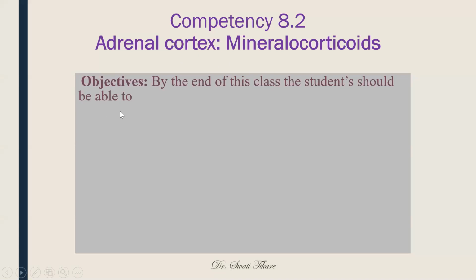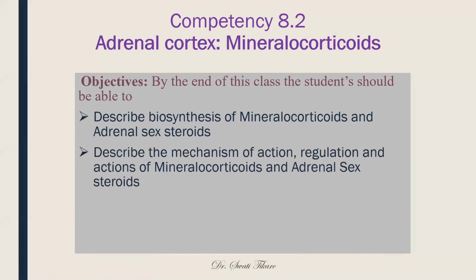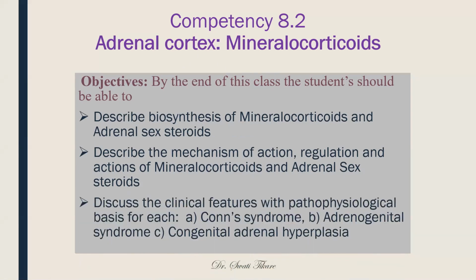The objectives: by the end of this class, the student should be able to describe the biosynthesis of mineralocorticoids and the adrenal sex steroids. Describe the mechanism of action, regulation, and actions of mineralocorticoids, and also the actions of adrenal sex steroids. Lastly, we will discuss the applied aspects of these two hormones, that is the pathophysiological basis for Conn syndrome, congenital adrenal hyperplasia, and adrenogenital syndrome. So these are our objectives for today's class.